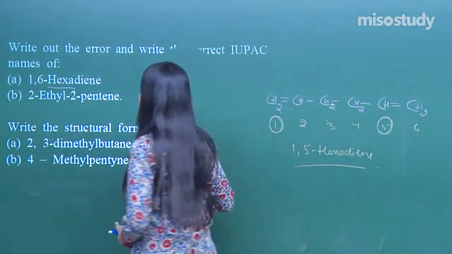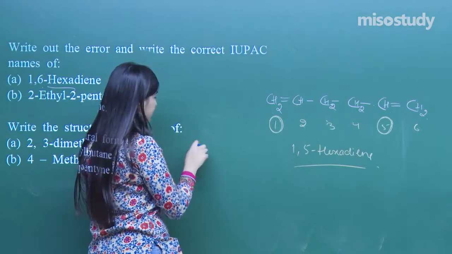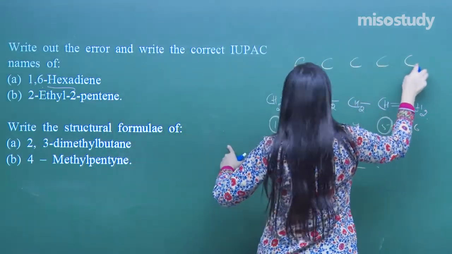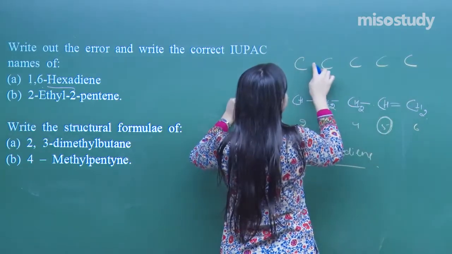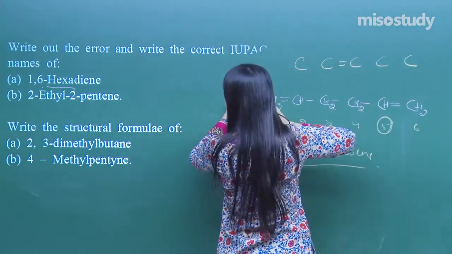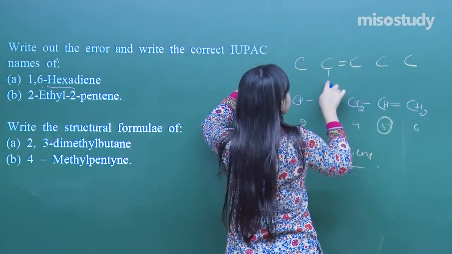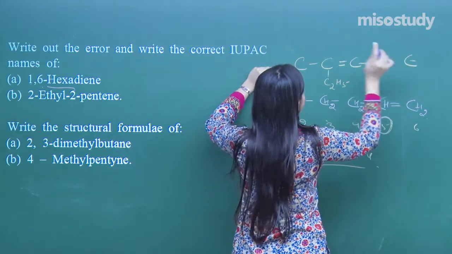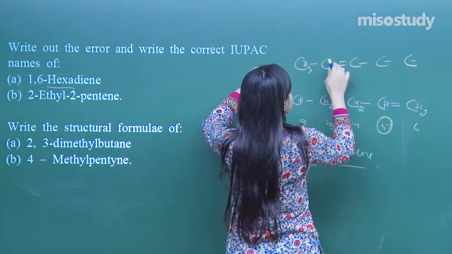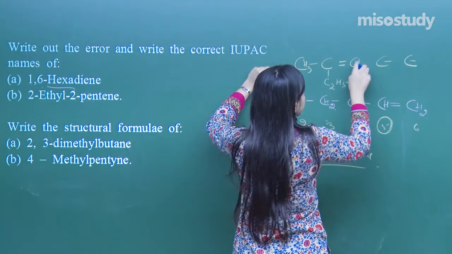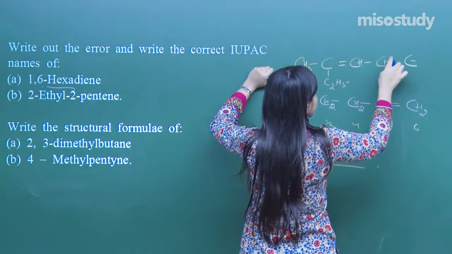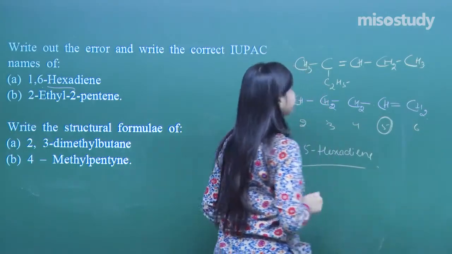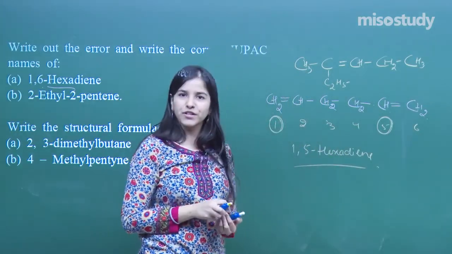2-ethyl-2-pentene, right? Now, 2-ethyl-2-pentene. First of all, pent, right? 2-pentene, 1, 2. That means the double bond is to be placed here. 2-ethyl, 1, 2. Can you figure it out? See here, it's very interesting. Okay, let me just complete the valencies. CH2, CH3, right? Now, how are you going to number it?